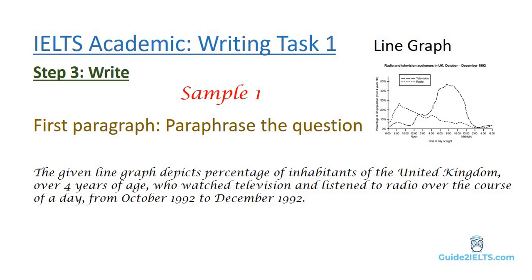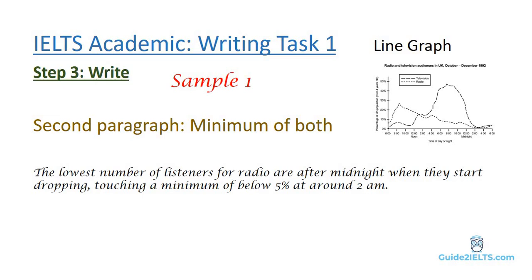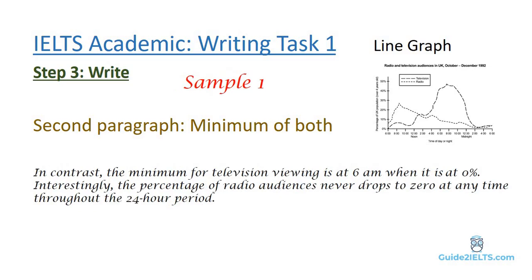Second paragraph, minimum of both television and radio. So we'll write it as, the lowest number of listeners for radio are after midnight when they start dropping, touching a minimum of below 5% at around 2 a.m. In contrast, the minimum for television viewing is at 6 a.m. when it is at 9%. Interestingly, the percentage of radio audiences never drops to zero at any time throughout the 24-hour period.